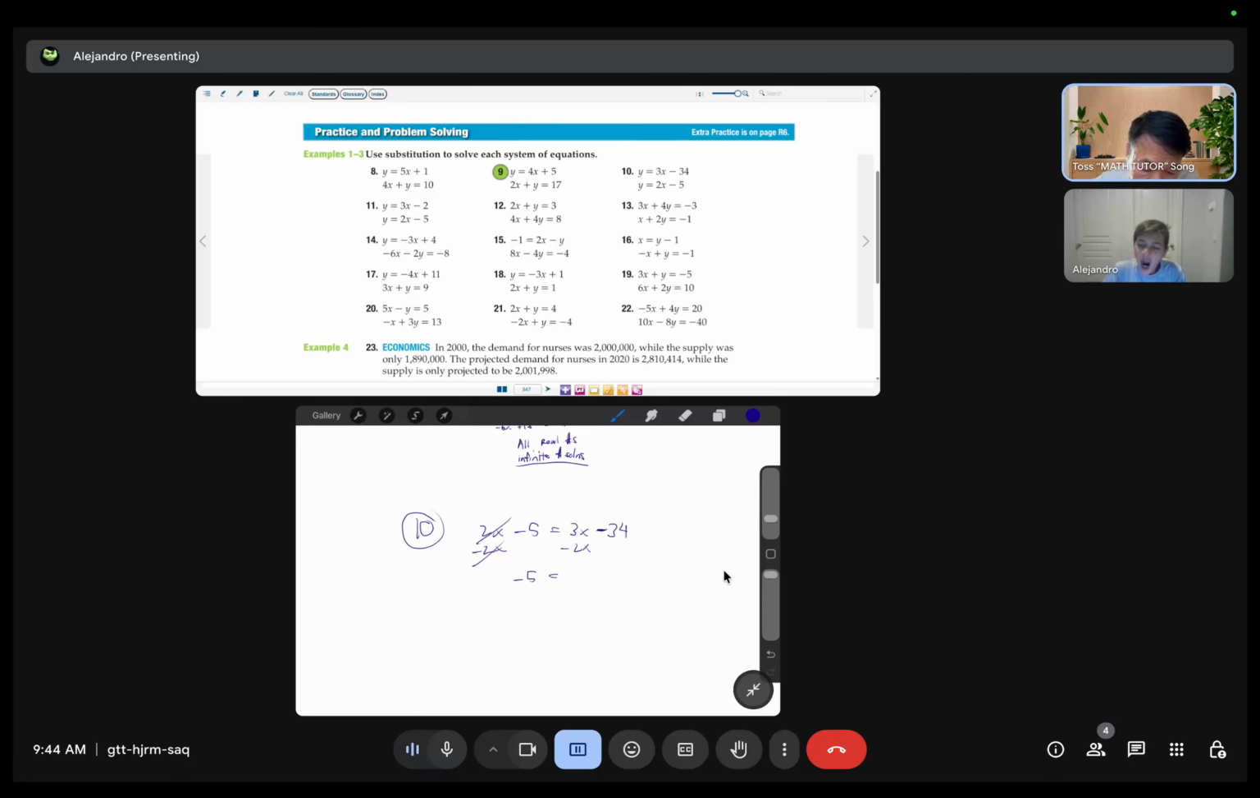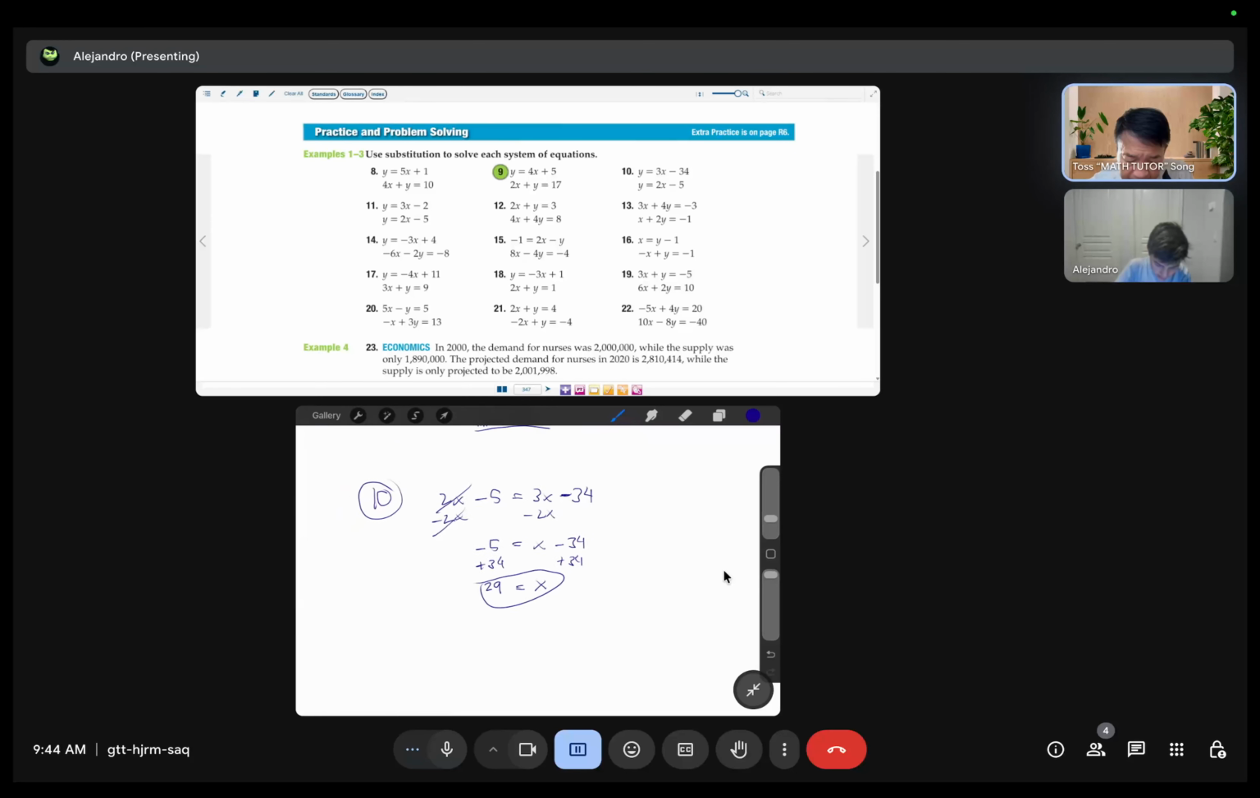I'm sorry, the negative 5 alone. So I have x now a positive. That's what I want by itself. And then I can add 34 away. I want the x to be on the right side, positive, plus 34. Okay, so now you got x equals, what is that? 29, I think. Yeah, 29. Okay, so that's it for x.